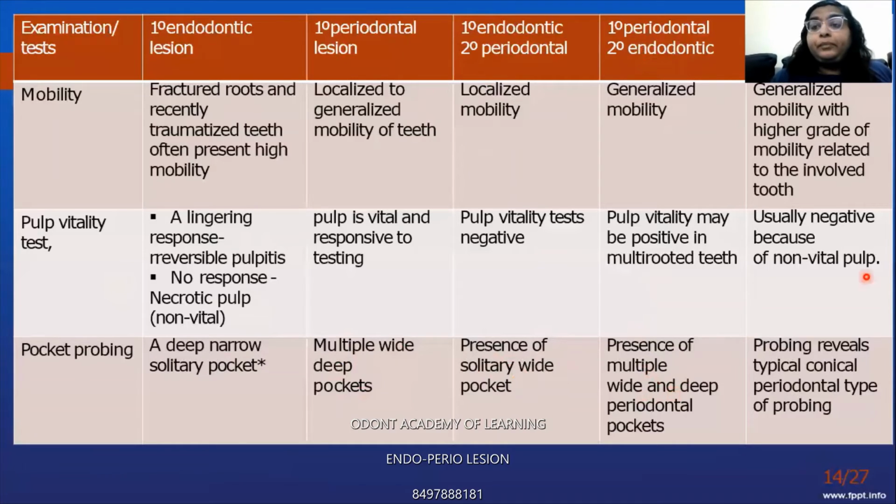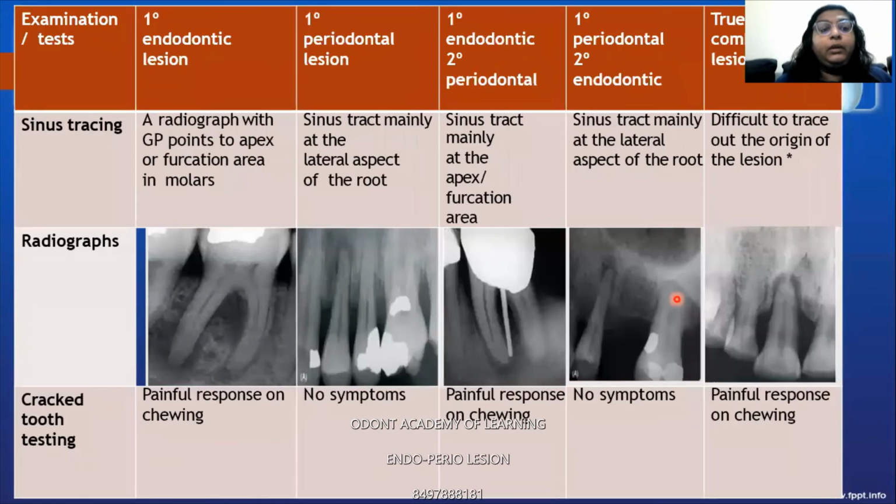In a true combined lesion, probing will reveal typical conical periodontal type of probing. So this is a characteristic finding in a true combined lesion. Probing reveals typical conical periodontal type of probing. Okay, moving on.